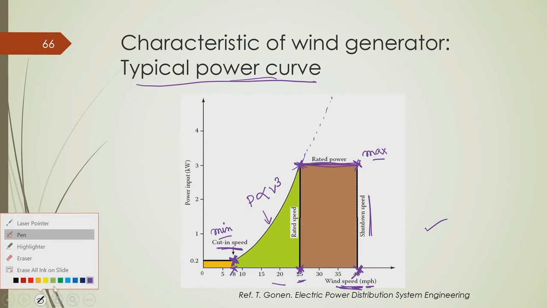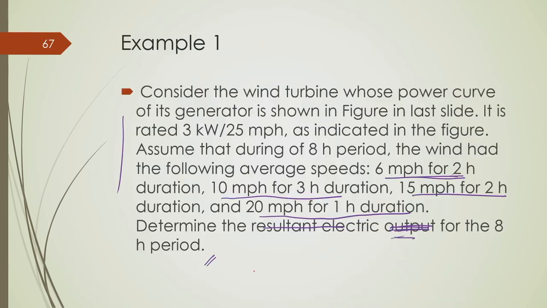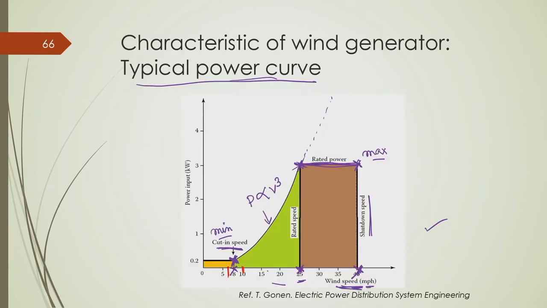Corresponding to these values: 6 mile per hour, then 10 mile per hour, then 15 mile per hour, and another is 20 mile per hour. Corresponding to these, you can find out how much power is available in the wind. At 6 mile per hour, since it is less than the cut-in speed, that is 8 mile per hour, we cannot generate any power, but corresponding to 10, 15 and 20 mile per hour, we can generate power corresponding to these values of power.